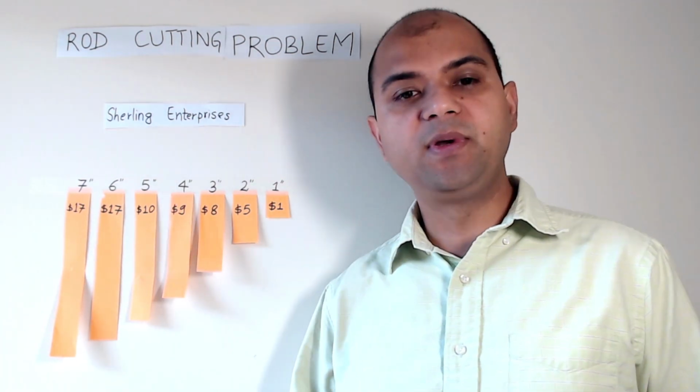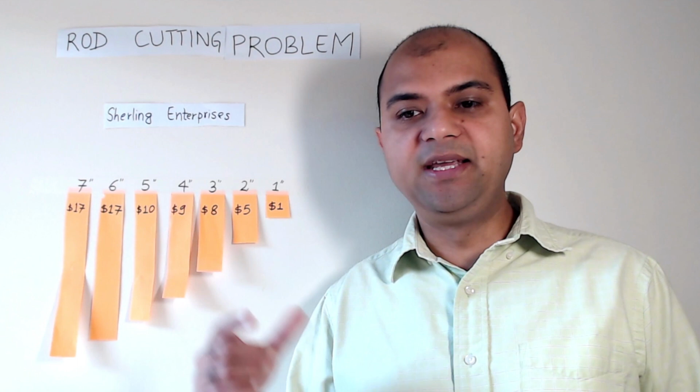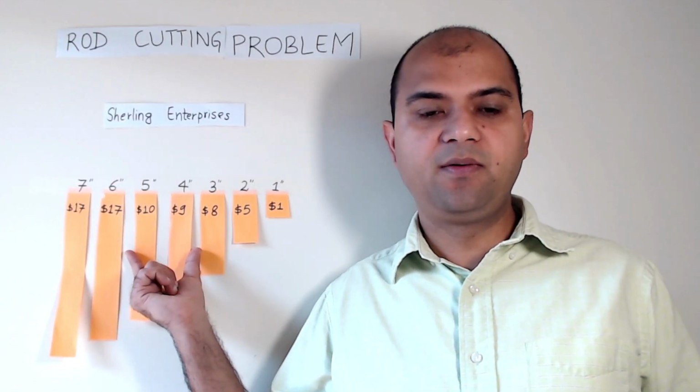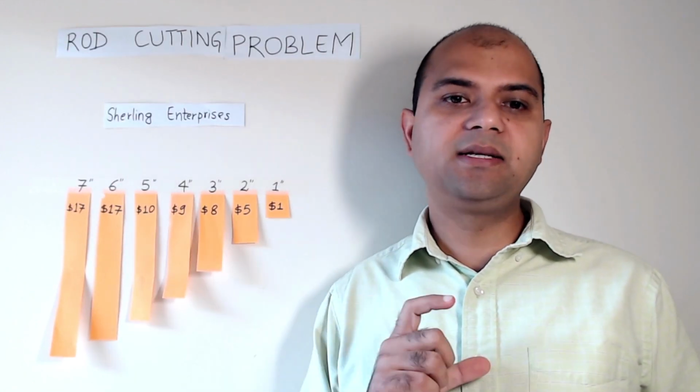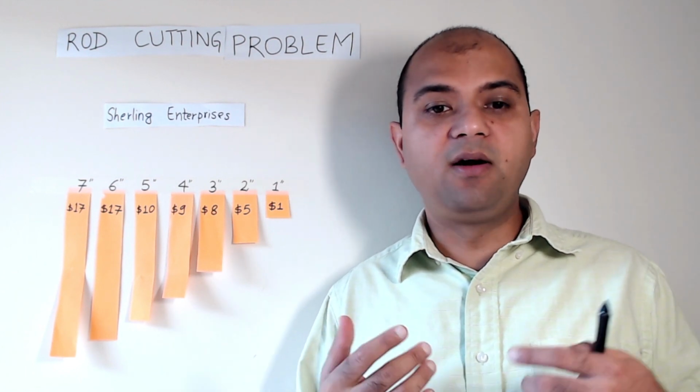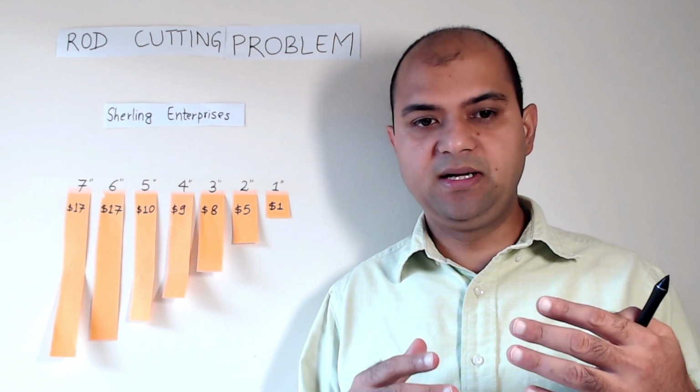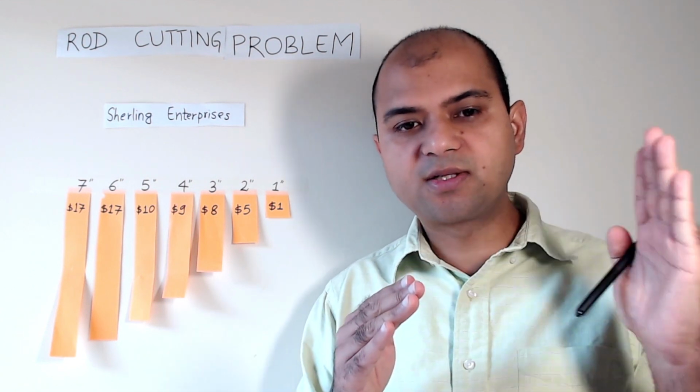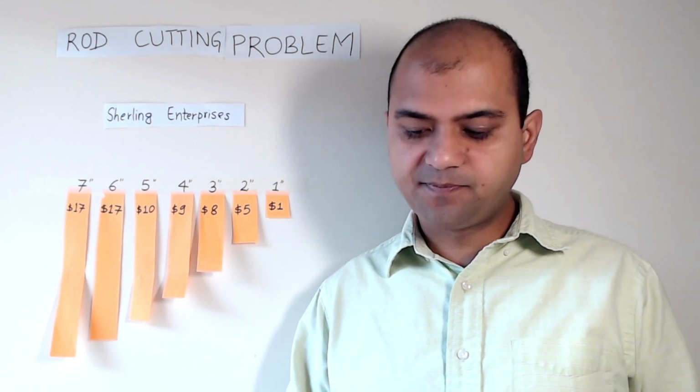So instead, what we need is an algorithm that, given this table of rod lengths and prices and a new rod of length X, determines the best cuts to make the maximum revenue.